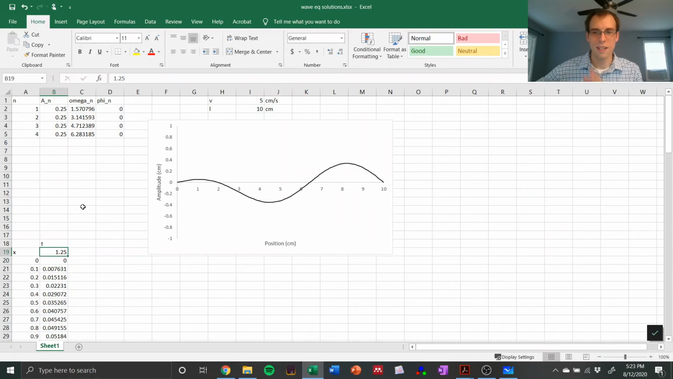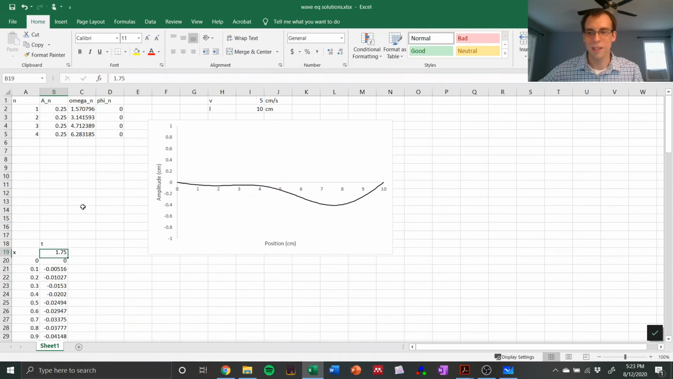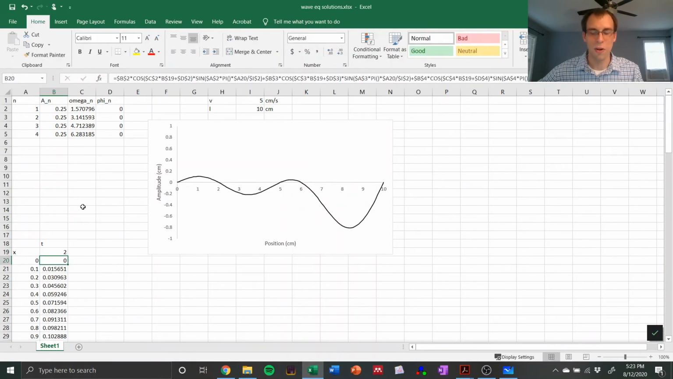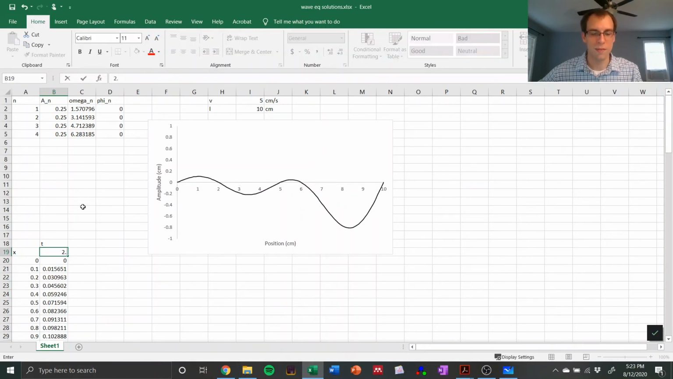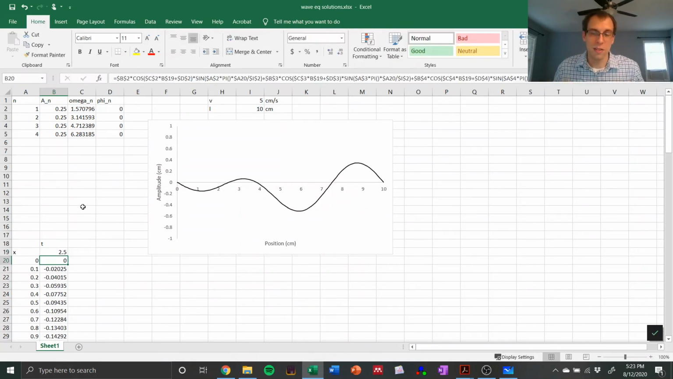And so we can see the displacement moving along the string. One fun thing you can do with this is make animated GIFs out of it, to show how this string is moving as a function of time. This is a solution to how strings actually vibrate in real life. They follow this wave equation.